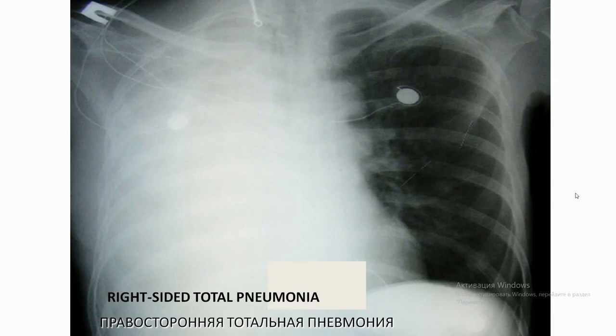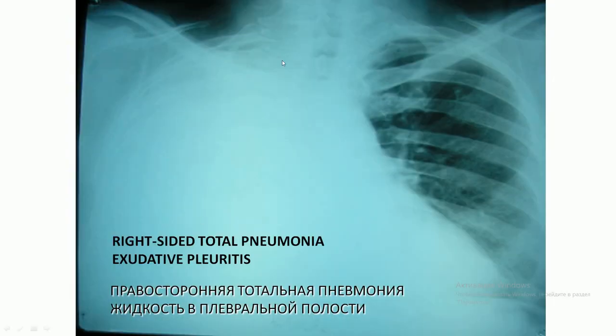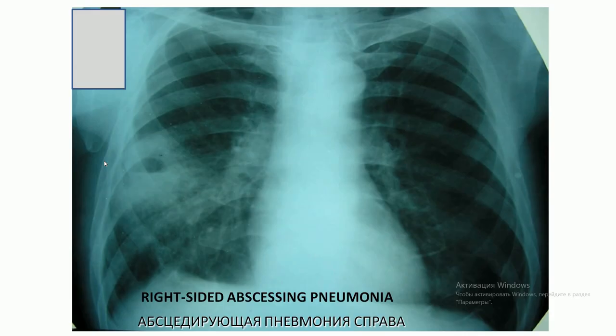Look at the chest X-ray. You can see total infiltration in a patient with right-sided pneumonia. You can see total infiltration and exudative pleuritis in a patient with right-sided total pneumonia. There is the chest X-ray of right-sided abscessing pneumonia. You can see an abscess of the right lung.